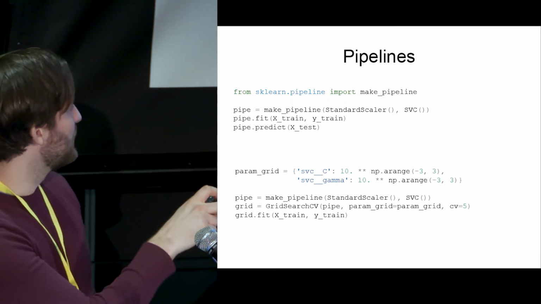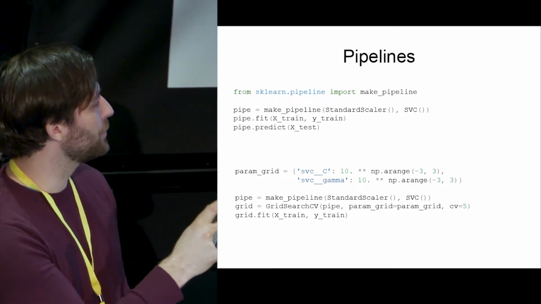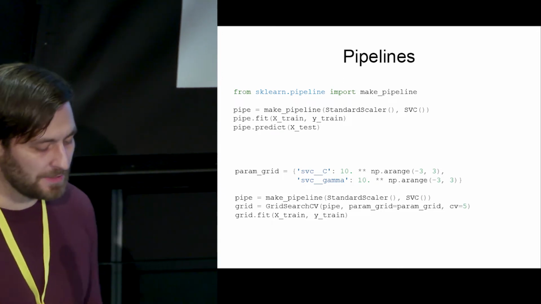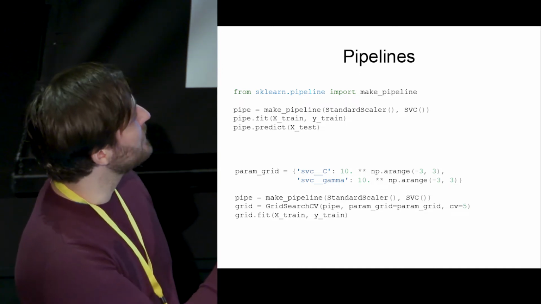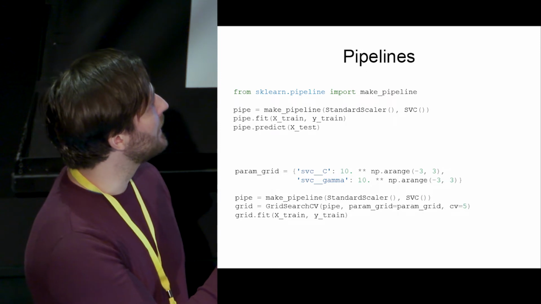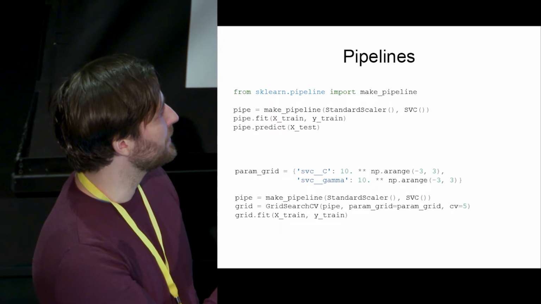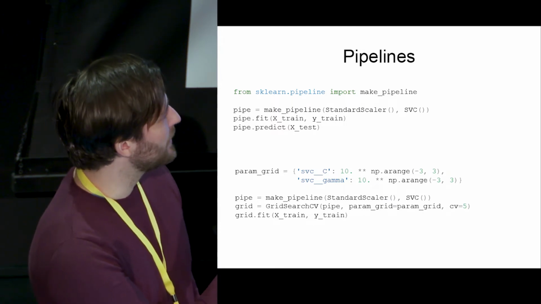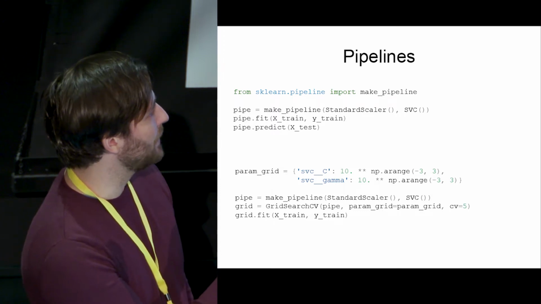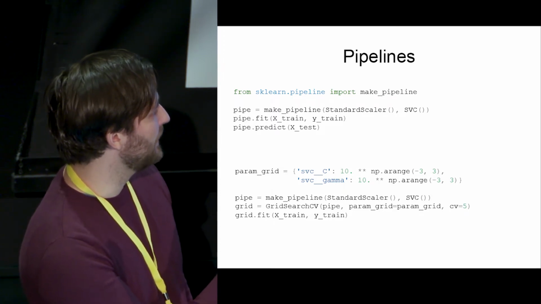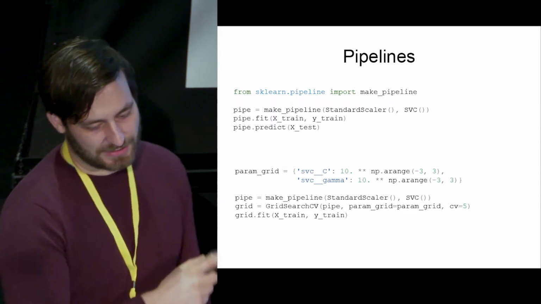The only thing you need to take care of is that when you specify your grid of parameters to search over, you need to specify which step in the pipeline you want to adjust the parameters of. By default, the steps are named by the lowercase class names. So here I have an SVC, and I want to, again, adjust the parameters C and gamma. So I have to tell grid search to use svc, which is the lowercase class name of the class I want to adjust, __C. And then it'll know to go to the step svc in the pipeline and adjust C and gamma there.